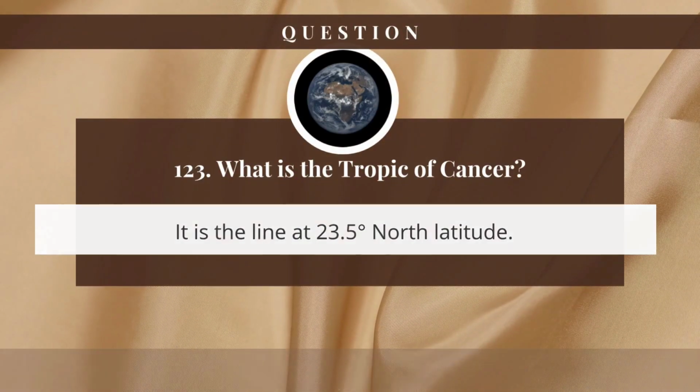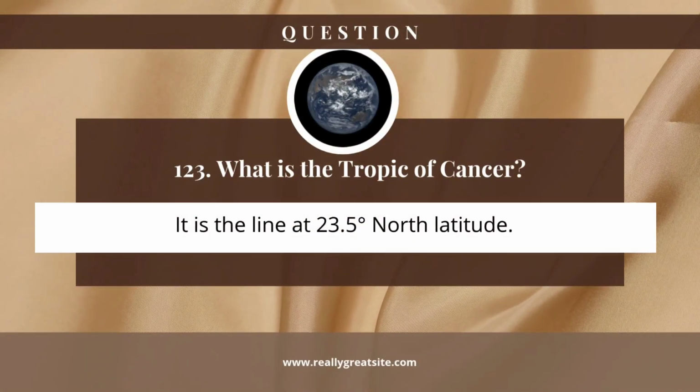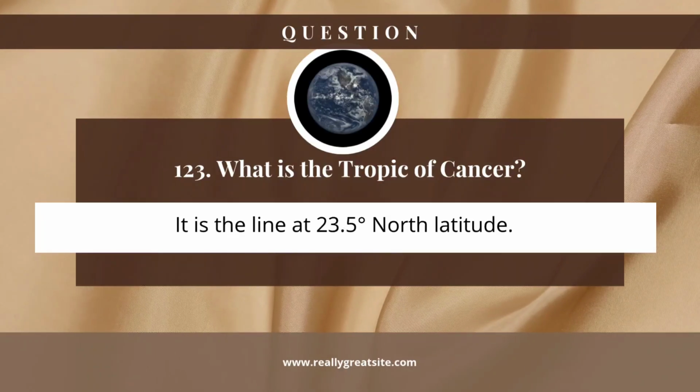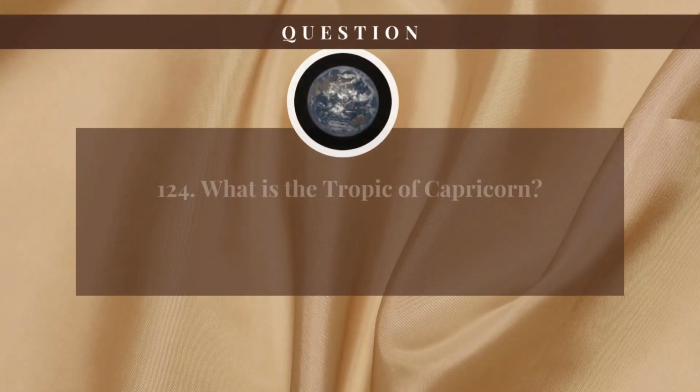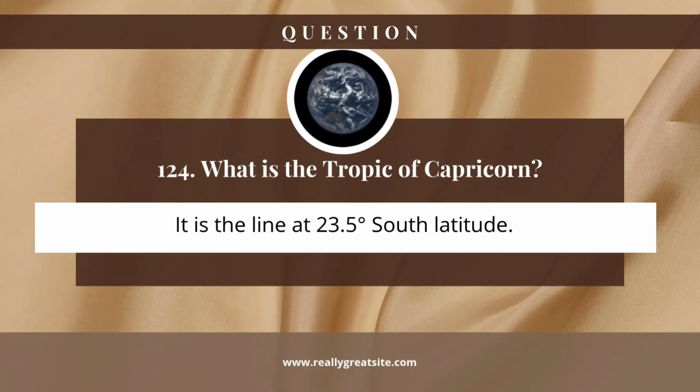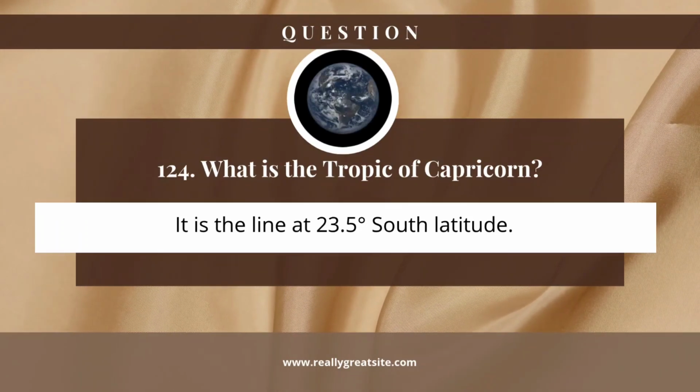123. What is the Tropic of Cancer? Answer: it is the line at 23.5 degrees north latitude. 124. What is the Tropic of Capricorn? Answer: it is the line at 23.5 degrees south latitude.